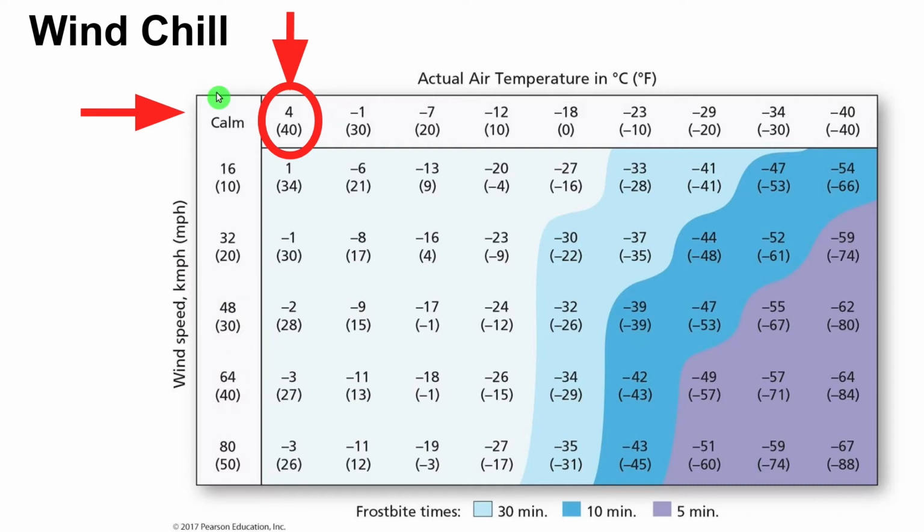So if it's calm, there's no wind chill. If it's 4 Celsius and it's calm, it feels like 4 Celsius. If there's a 16 kilometer an hour breeze, a 10 mile an hour breeze, and it's 4 Celsius outside, it would feel like 1 degree Celsius.